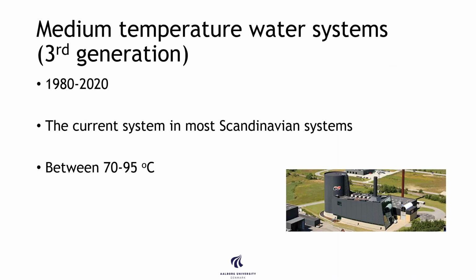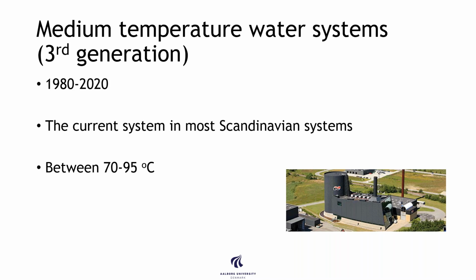What we have in most of the Scandinavian systems, where you can see it was over 50% in Finland, Denmark and Sweden, is that we try to lower the temperature to below 100 degrees. Typically it's between 70 and 95 degrees in supply temperature. And then, of course, you want to achieve the lowest return temperature to the plant from the consumer that we can. So this is the current system in most Scandinavian systems.